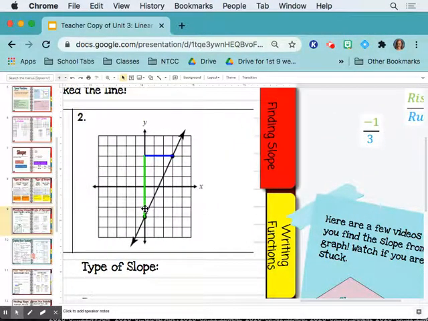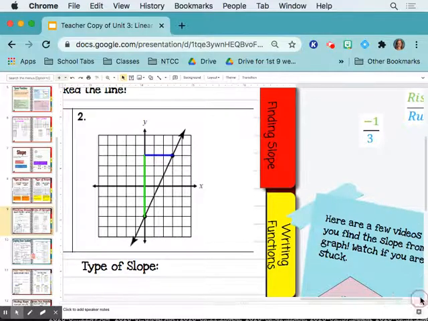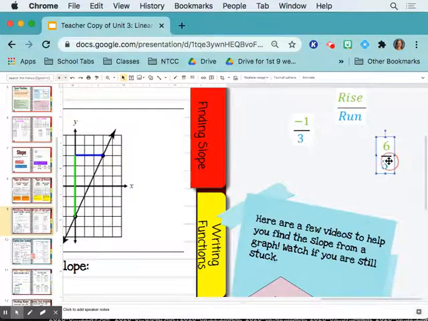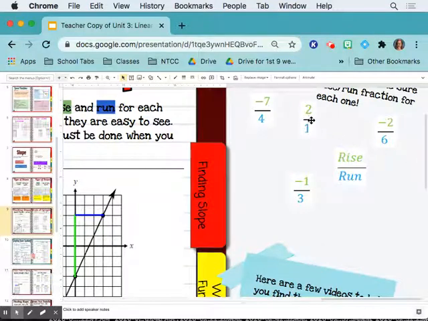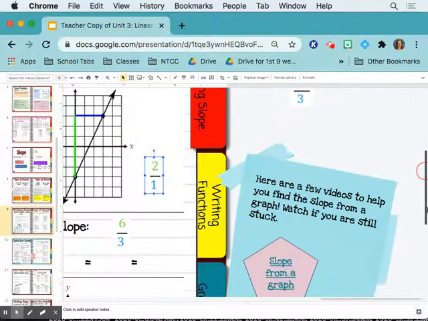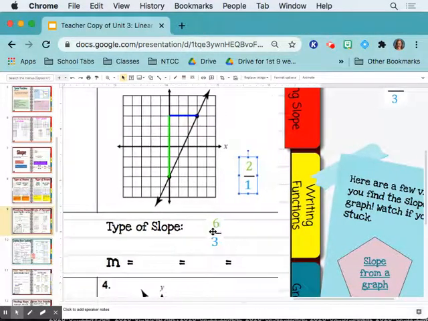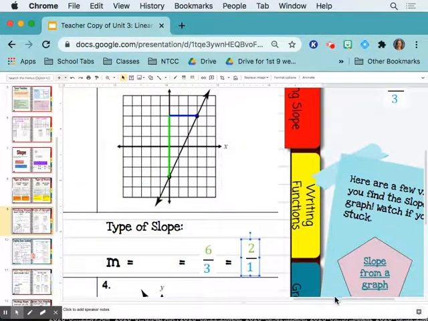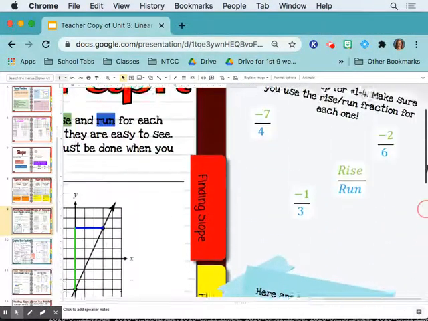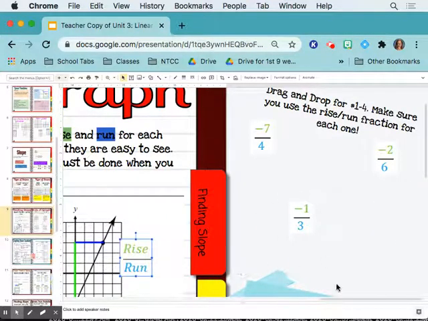So rise over run, let's count 1, 2, 3, 4, 5, 6 over 1, 2, 3, 6 over 3. Which, what would that reduce to? Just 2 over 1. I guess what I should put first is rise over run, huh? Not sure.